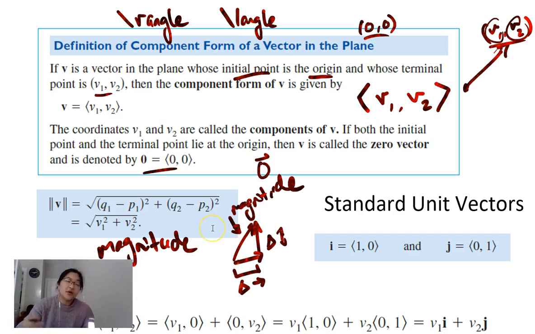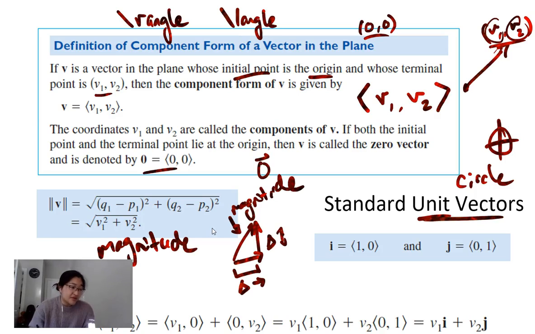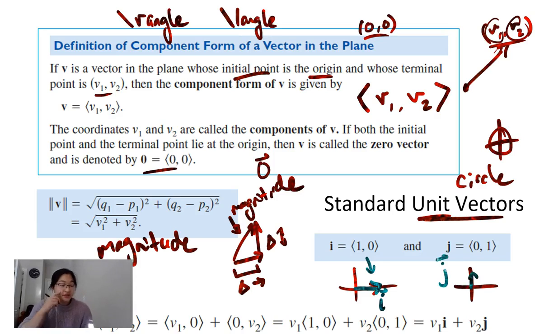Magnitude is there. We also have standard unit vectors. Unit meaning one, like the unit circle, a circle with radius 1. So we have unit vectors, where we're looking in the horizontal direction, so we have our vector i there. And then we have our standard unit vector j, going vertically.